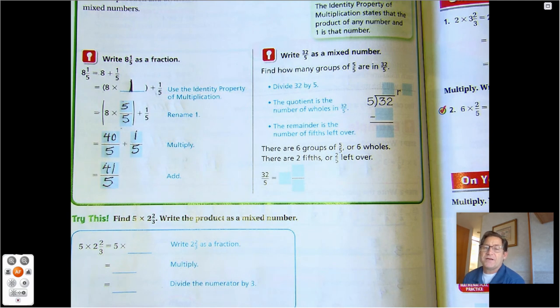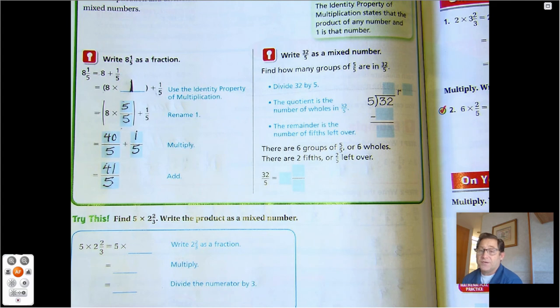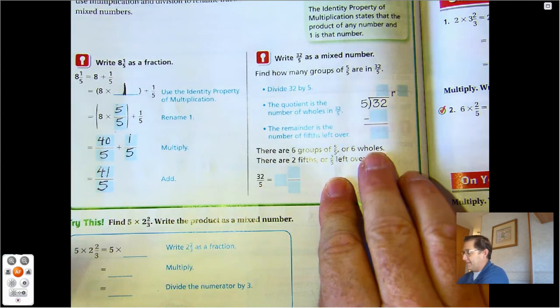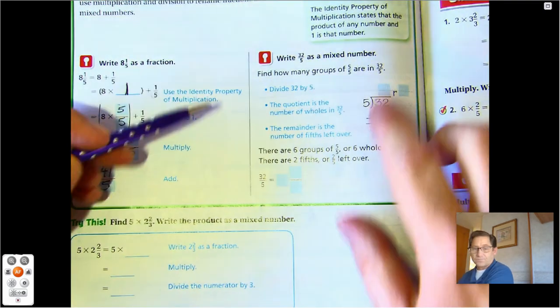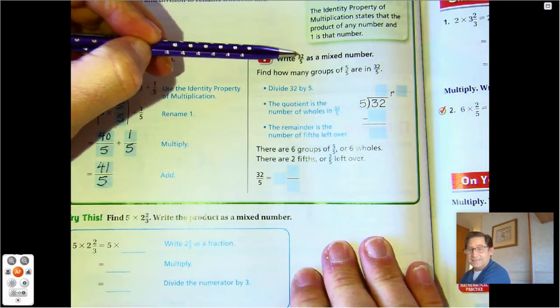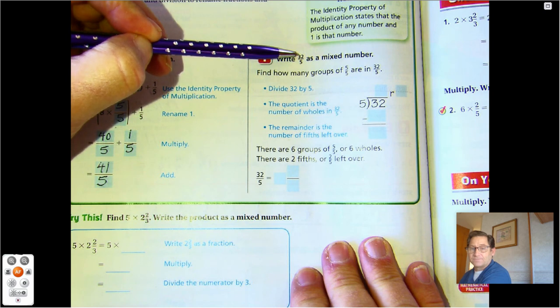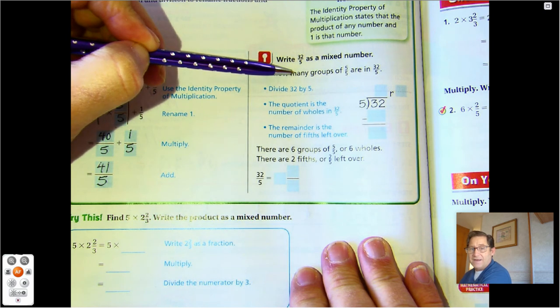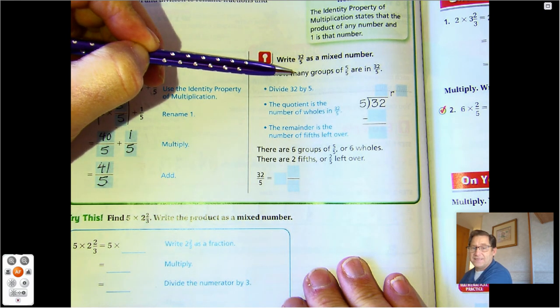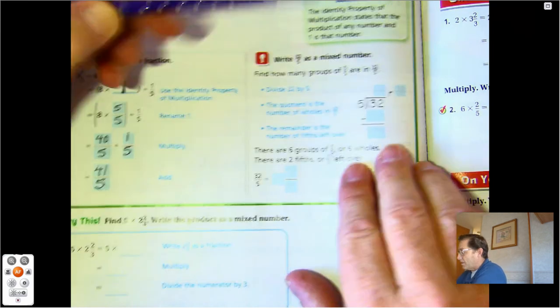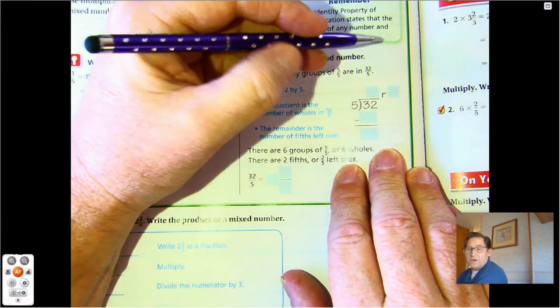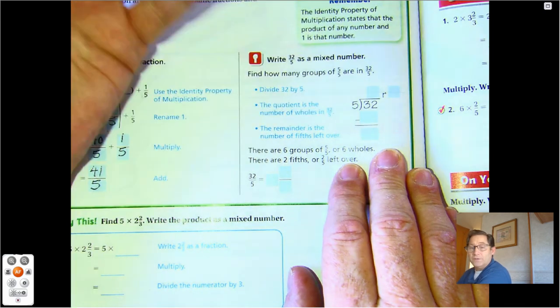So we need to find how many groups of 5/5 are in 32/5. And we can do that by dividing. A fraction is a division problem. The numerator is the dividend. The 5, or the denominator, is the divisor. So the quotient of our division problem will be the whole number.